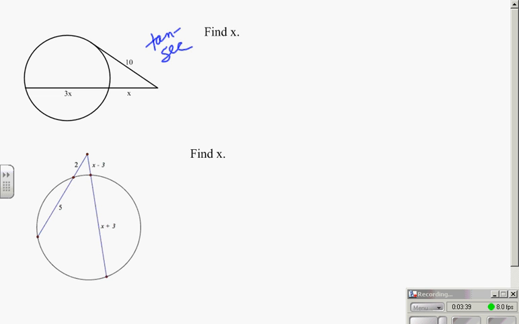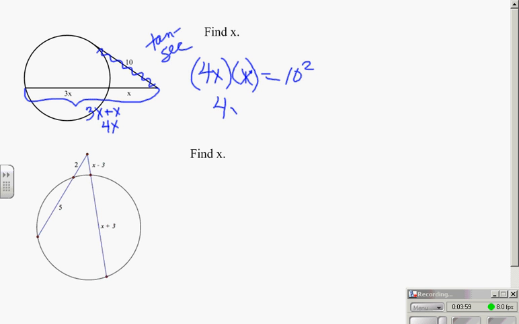Here, again, I have a tangent secant option. The whole of the secant, 3x plus x. This whole length is 4x, so I have 4x times x is equal to tangent squared. 4x squared is equal to 100. X squared is equal to 25. Take the square root of both sides, and x is 5.